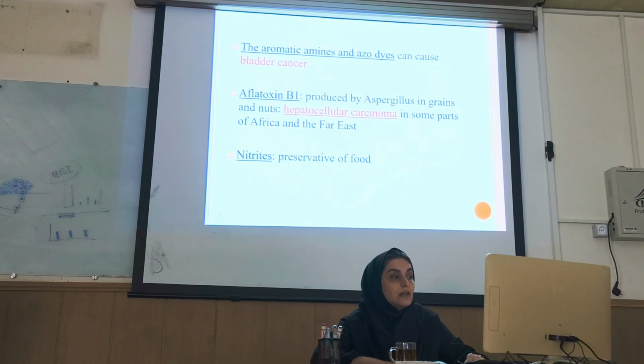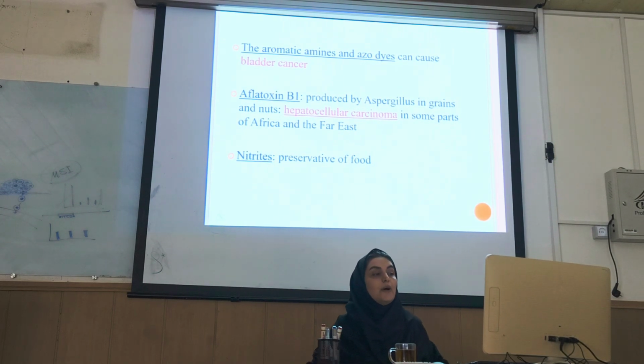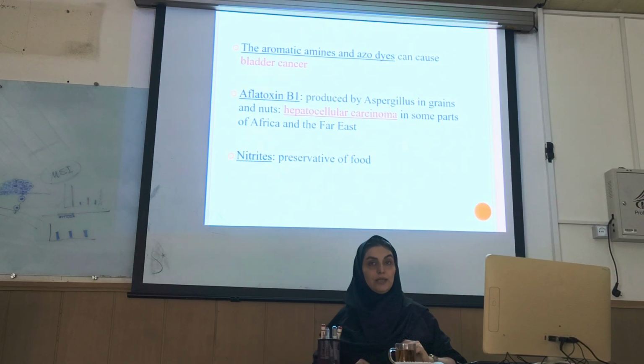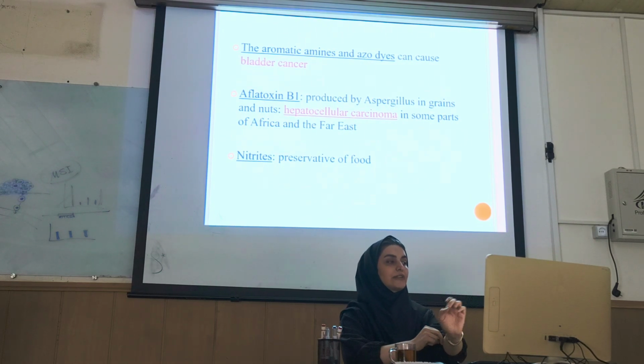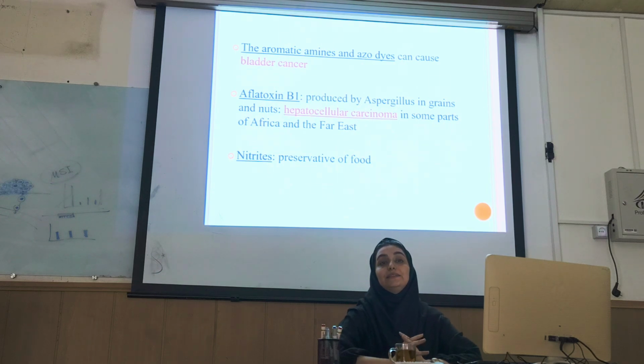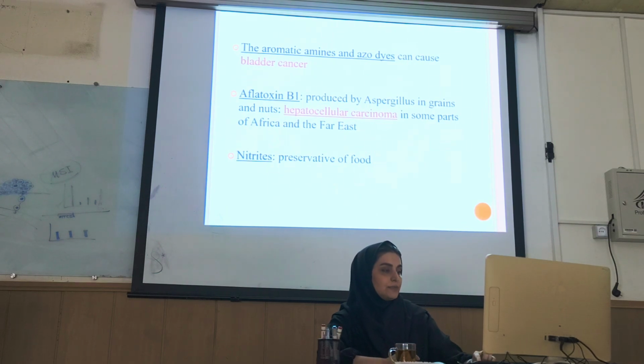Aromatic amines and azo dyes are related to bladder cancers. Aflatoxin B1, produced by a type of fungus, Aspergillus, found in stored grain and nuts, is related to hepatocellular carcinoma, the cancer of the liver. Some types of nitrate, which can be found in food preservatives, are related to some types of malignancy, especially of the gastrointestinal tract.